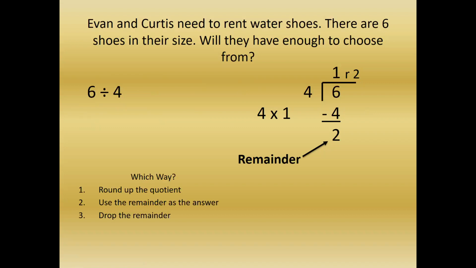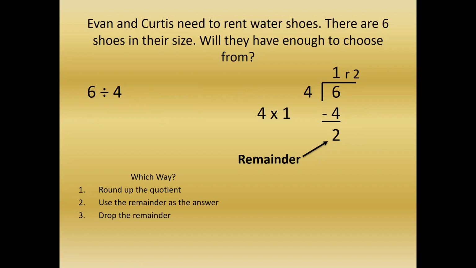So now which way do we have to use this remainder? Is it the first one where we round up the quotient? Do we just round 1 to 2 and say that they have 2 to choose from? Or do we use the remainder as the answer, so remainder 2, so they have 2 to choose from? Or do we use number 3, drop the remainder? So the remainder just leaves and we just have the number 1 sitting there. So which one do you think?